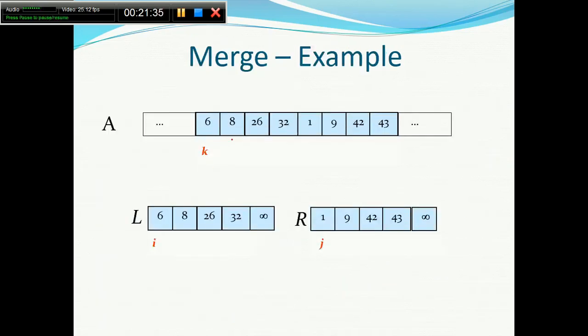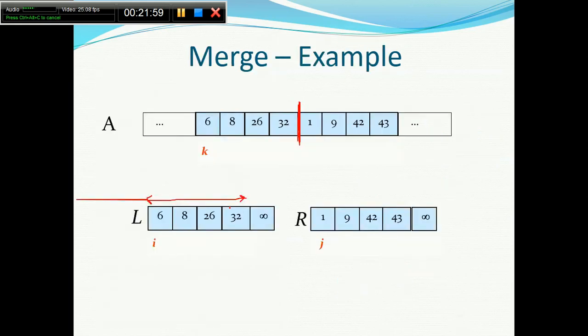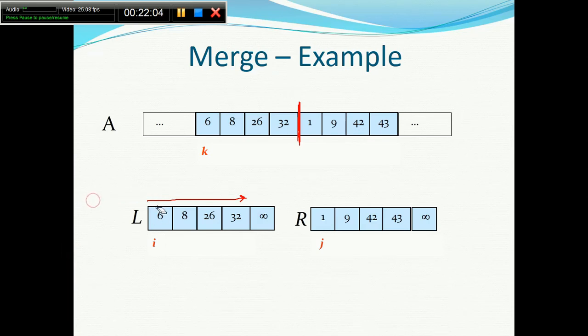What I did here, if you still remember the algorithm, is these are the two parts. The first half of the array has been copied into the left array, from here to here. You can see the algorithm says first get the sizes of the arrays, that is n1, n2, and then copy the elements. So I copied the elements into the left array, and then I copied the second half into the right array.